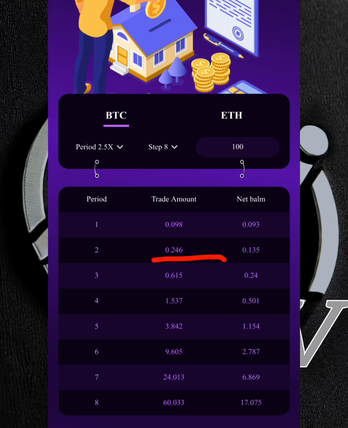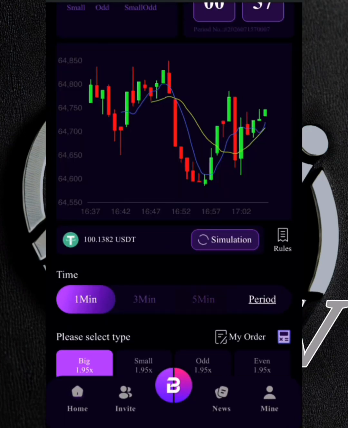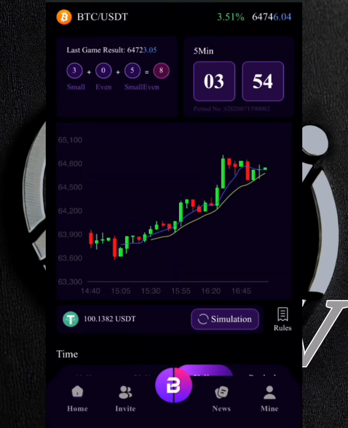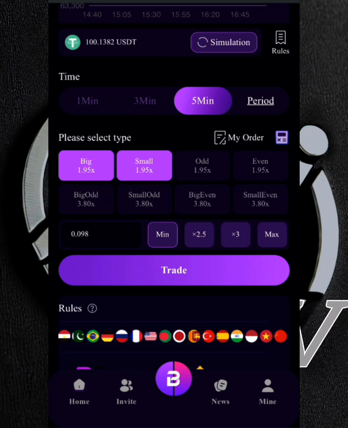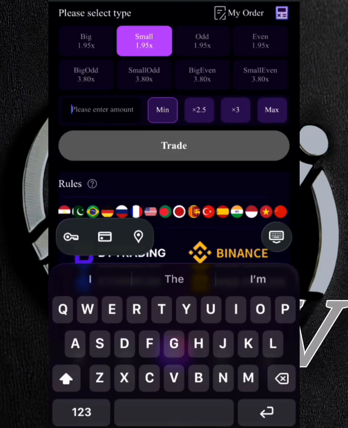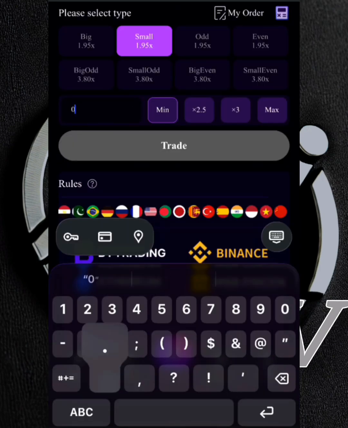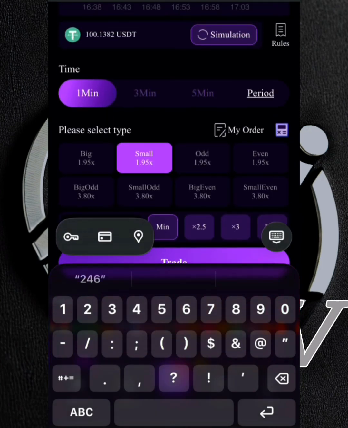Then when I move back here, I'll make sure I'm in the 5 minutes time frame. We're told to trade small, so I'll click on small right here. Then I'll input the 0.246 there, and the recommended quantity in the signal group was times 2.5x, so I'll click on that. Then I'll click on trade. And as you can see, purchase success.